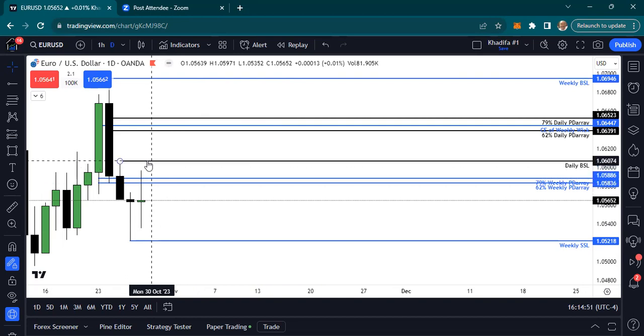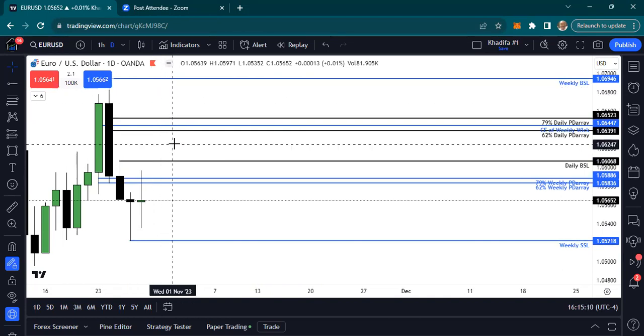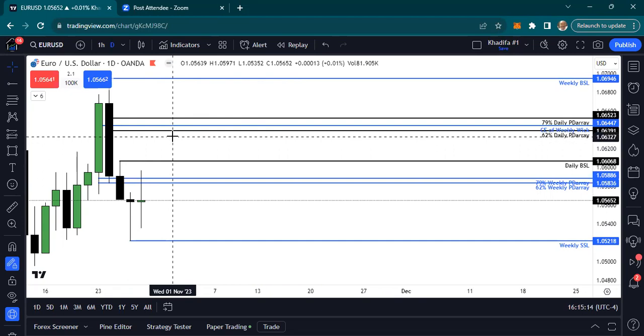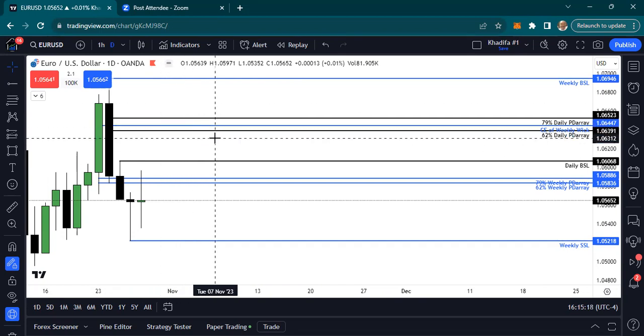I do not want to see us break and close above the daily buy side liquidity. But like I said before, just because I don't want to see that doesn't mean that won't happen. And if that does happen, I will adjust my analysis and target buy side liquidity and areas of bullish inefficiencies in the market.